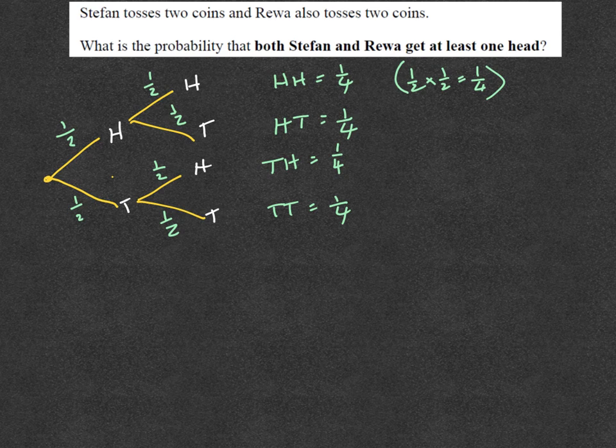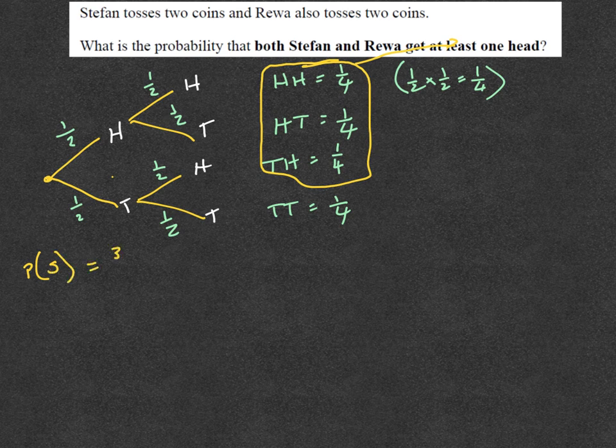And the ones we're really interested in are these ones here because they meet the criteria of at least 1 head. So the probability that Stefan gets at least 1 head is equal to 3/4. And Rewa is doing the same thing, so the probability that Rewa also gets at least 1 head is 3/4 because it's exactly the same process.